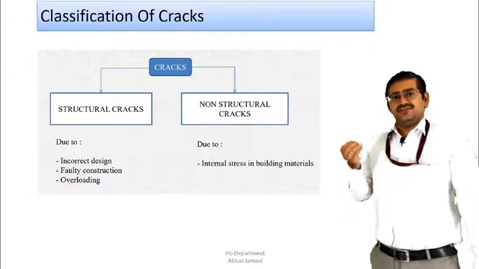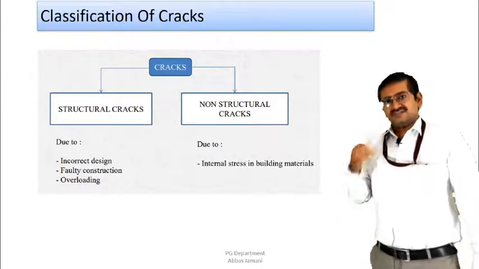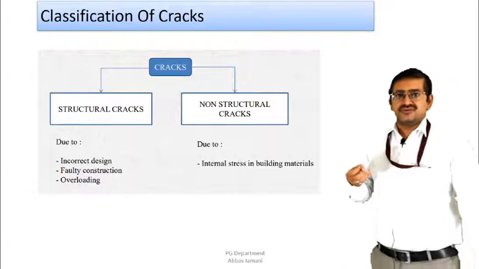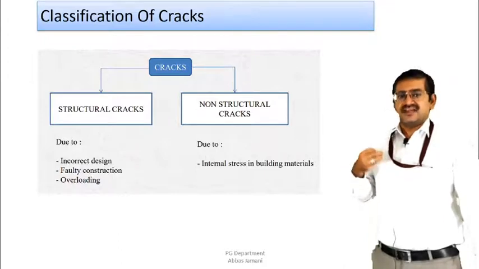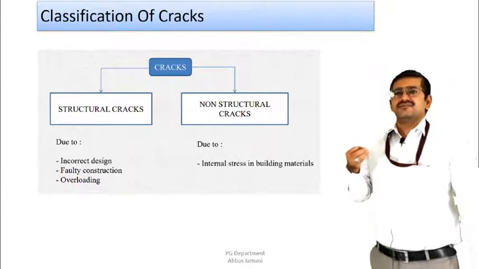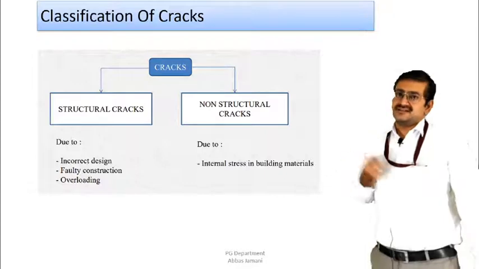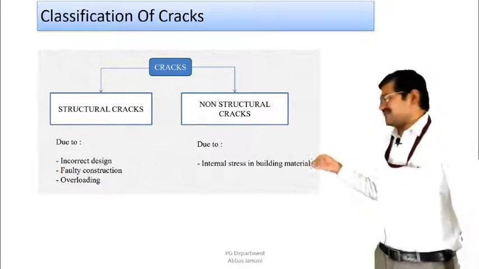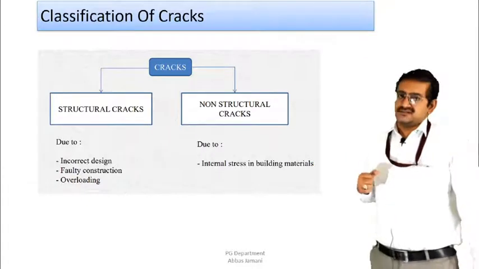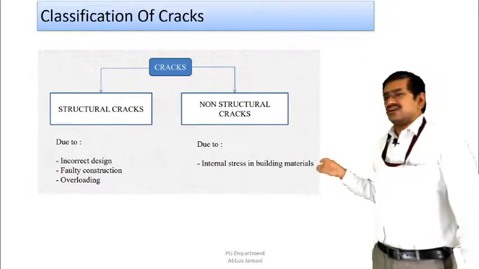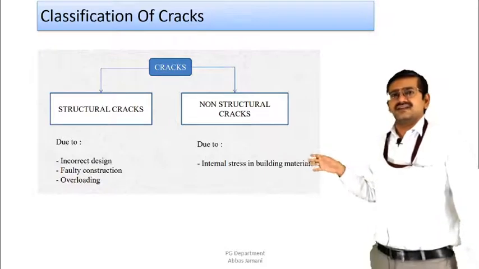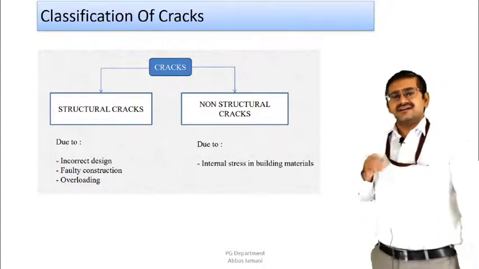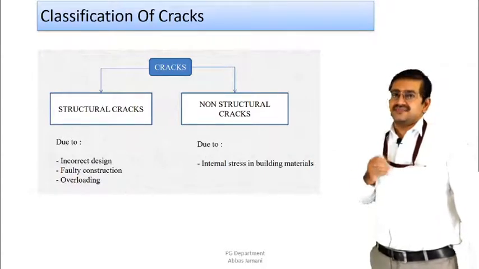If the occupancy is not changed, but due to construction events the overloading of material is done, then also the possibility is that due to this unaccounted load, the cracking in the structure or in the element is going to be easy. So these are three prima facie reasons which can be attributed to structural cracks. And if we talk about non-structural cracks, they are basically due to the internal stresses that develop due to the building material, right?